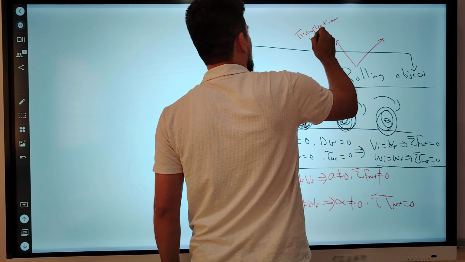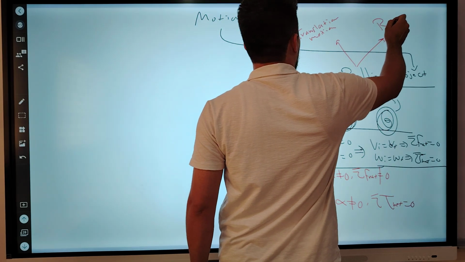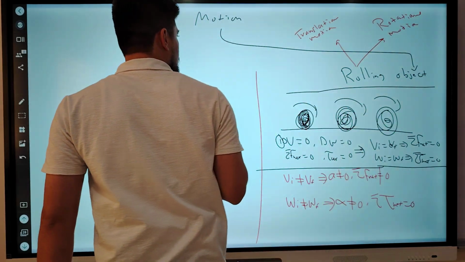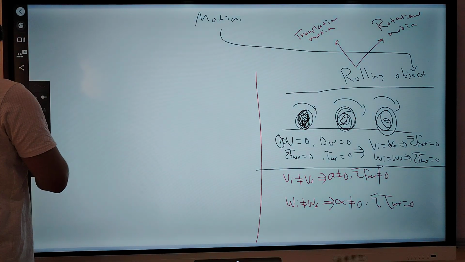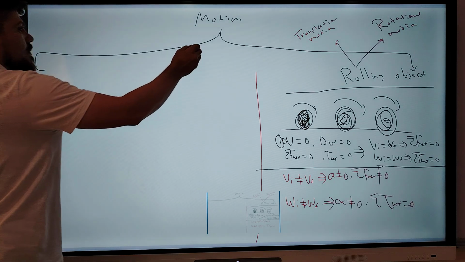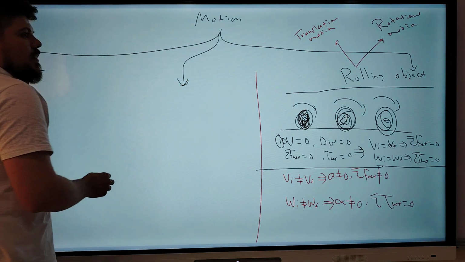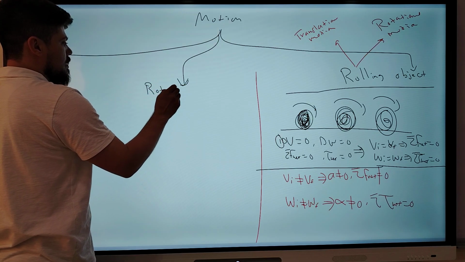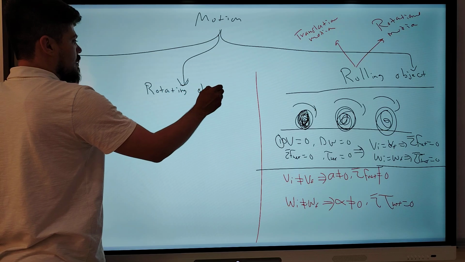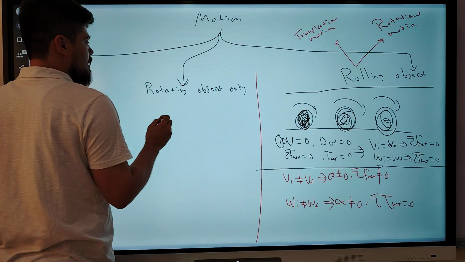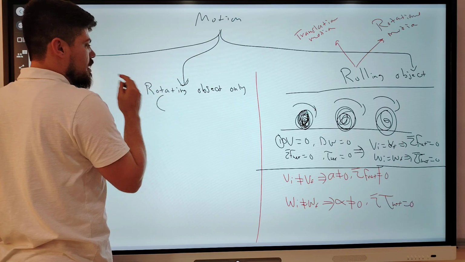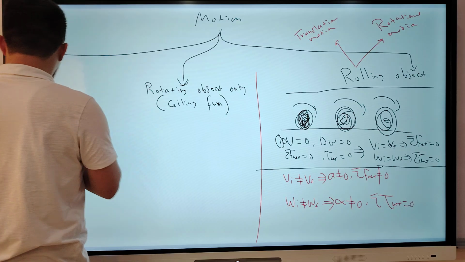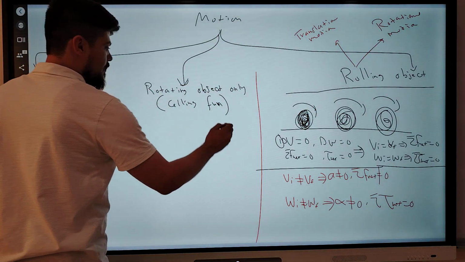Translational motion and rotational motion. The second type is for a rotating object only, such as the ceiling fan. Okay? The ceiling fan. Let's draw the ceiling fan.